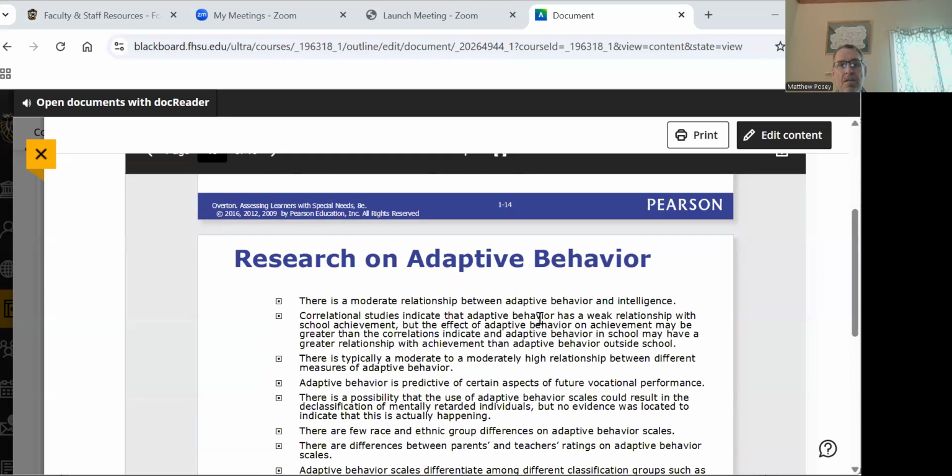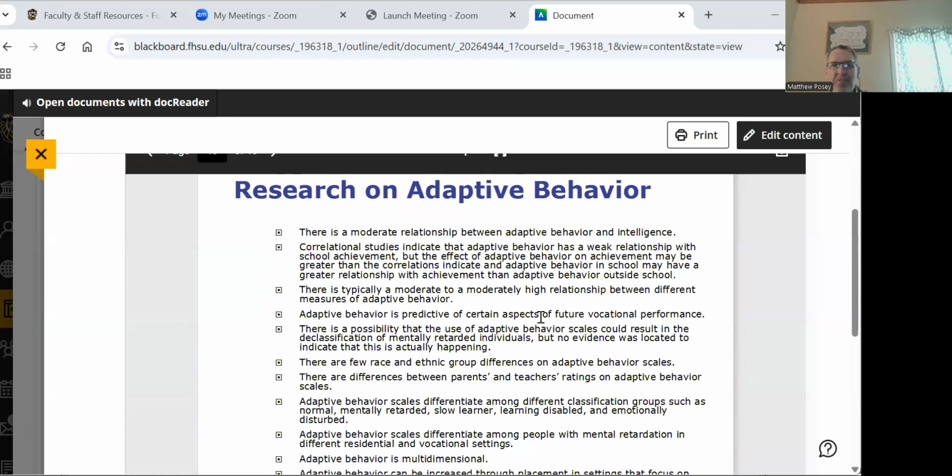So here it gives different bullet points about research on adaptive behavior. I'll point out a couple of things to give you some ideas. There is a moderate relationship between adaptive behavior and intelligence. A lot of times, if the adaptive behavior is low, we're going to see a lower IQ score. That often goes hand in hand.